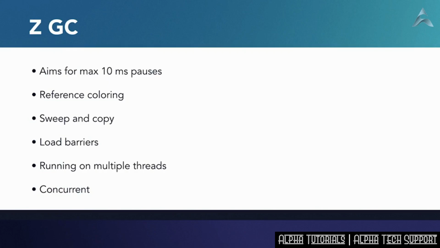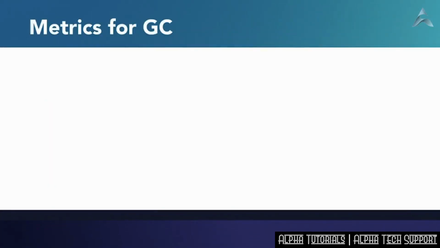There are a few metrics relevant for garbage collection. The first one is the allocation rate. This is how fast your application is allocating objects in memory. The next one is the heap population. This is the amount of objects that's alive on the heap. Next is the mutation rate. This is how often references are updated in the memory.